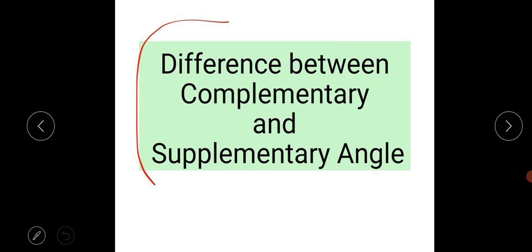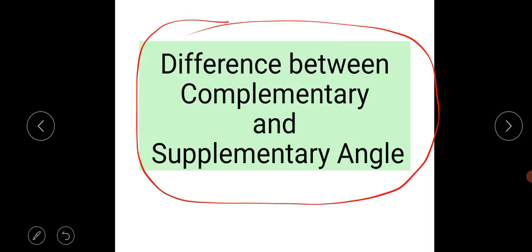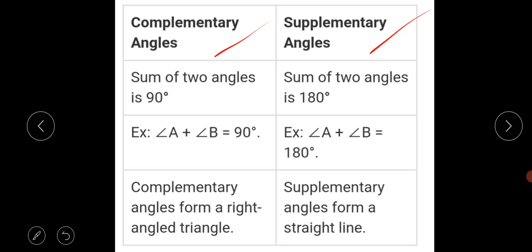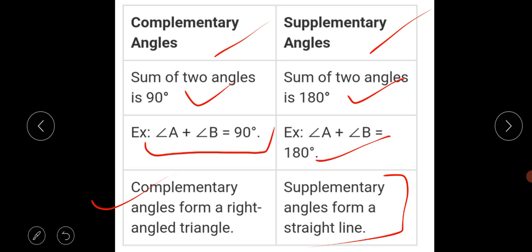The differences between complementary and supplementary angles are: the first one is complementary, the second is supplementary. In complementary the sum is 90 and in this the sum is 180. Angle 1 plus angle 2, that is angle A plus angle B, is equal to 90 and here it is equal to 180. Complementary angles form a right angle, but in this no right angle is formed. They form a straight line.